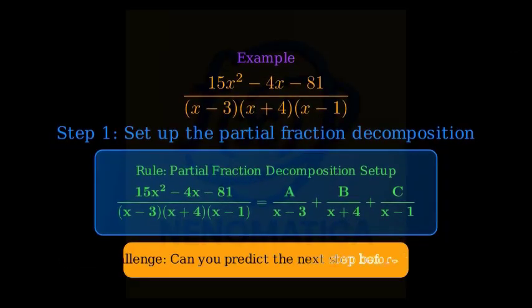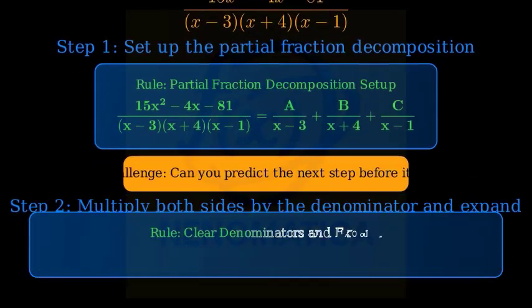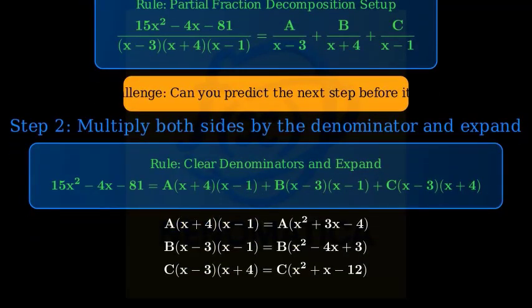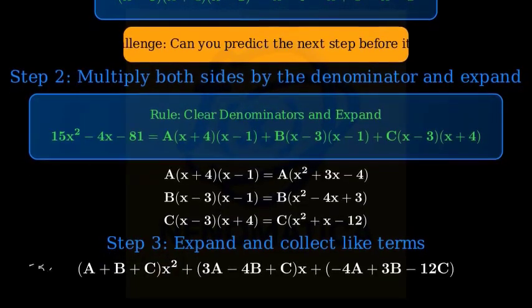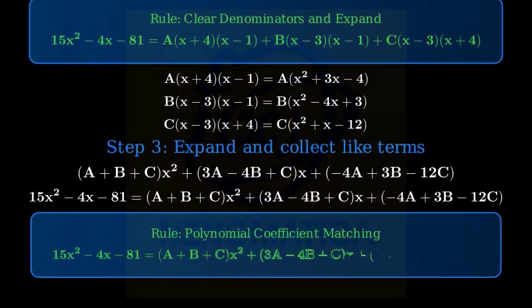Before we proceed, take a moment to predict the next move. Step 2. Multiply both sides by the common denominator to clear fractions, then expand the right-hand side carefully. This is the clear denominators and expand rule. Step 3. Collect like terms on the right-hand side to form a single polynomial in x squared, x, and constants. Then match coefficients with the left-hand side. We will apply polynomial coefficient matching.